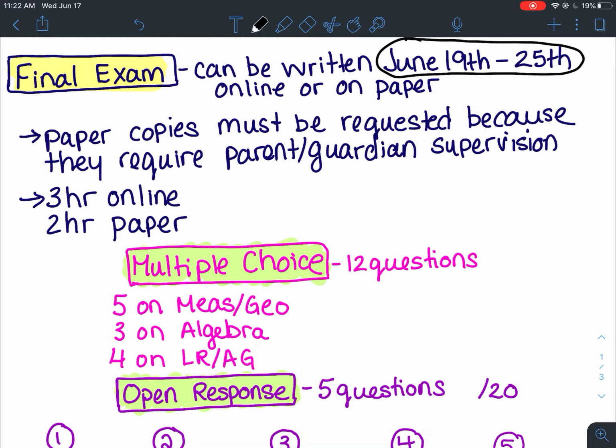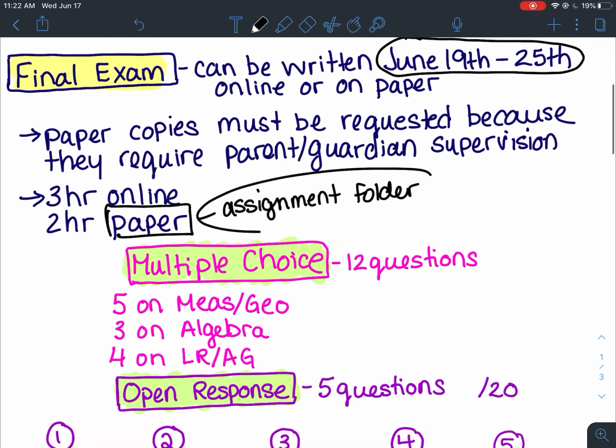If you are doing the paper version, then there is an assignment folder where you can hand in your final exam. It's called Final Exam. So you can pop it in there, or if that's not working for you, you can also email it to me. But this would be the best spot to put it.